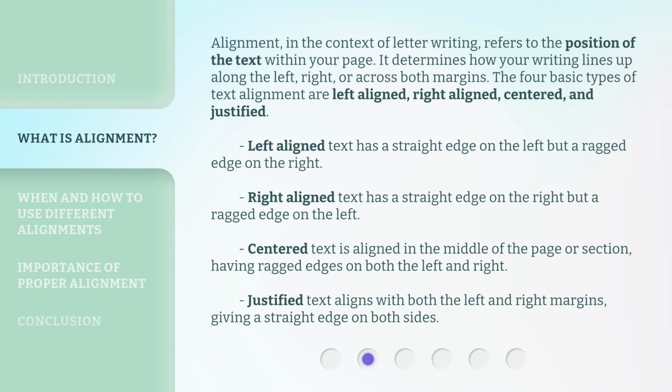Left-aligned text has a straight edge on the left but a ragged edge on the right. Right-aligned text has a straight edge on the right but a ragged edge on the left. Centered text is aligned in the middle of the page or section, having ragged edges on both the left and right. Justified text aligns with both the left and right margins, giving a straight edge on both sides.